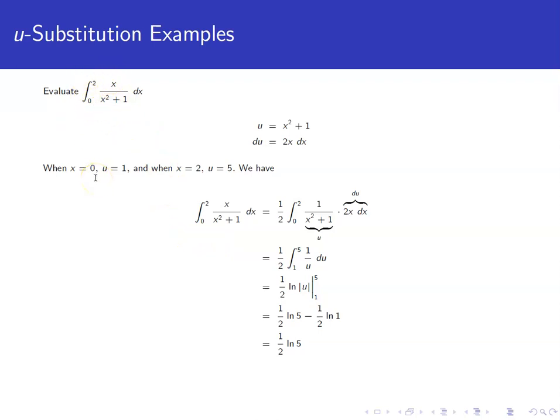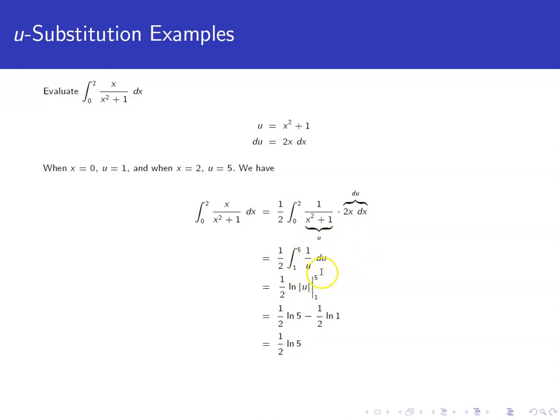When we plug in 0 for x, we get 1 for u. We plug in 2 for x, we get 5 for u. So now let's go ahead and make our substitution. Again, this first part is just adjusting that we have the 1/2 out in front to put the 2 with the x dx to give us our du. The denominator now is just the u. So after we make our substitution, we get 1/2 the integral from 1 to 5 of 1 over u du.